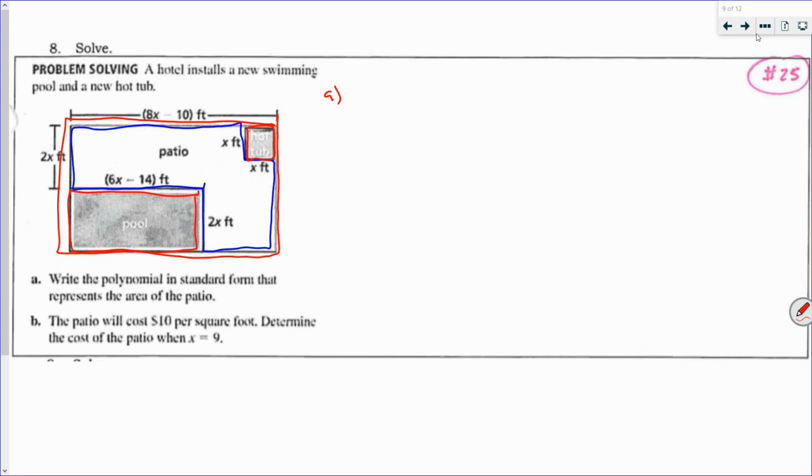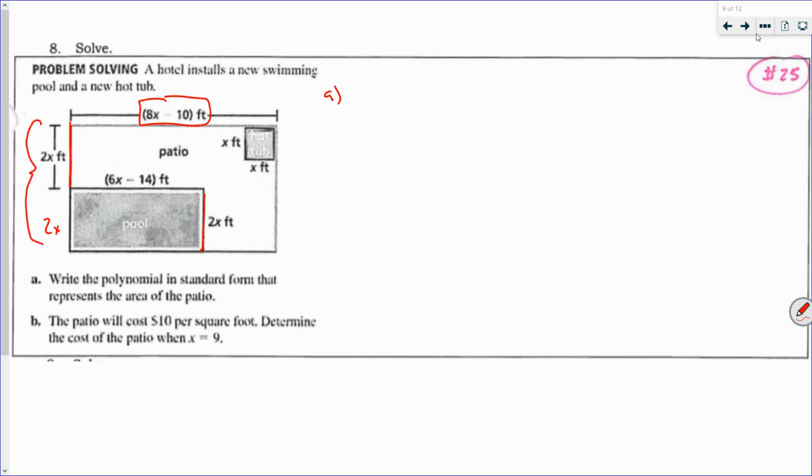So to be able to find the area of the whole rectangle here, I already know the full length. So the width, here's 2x, and then here's another 2x if I move it over, right? So for a total of 4x. So I'm going to go 4x times 8x minus 10 and get 32x squared minus 40x. So that's the whole rectangle.